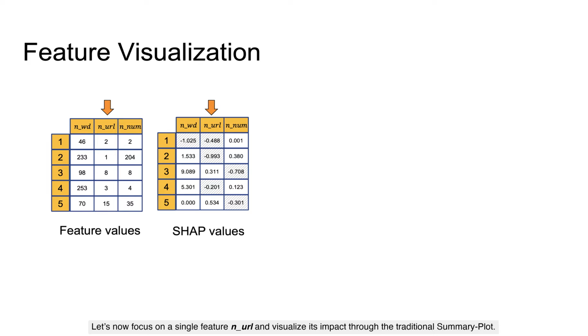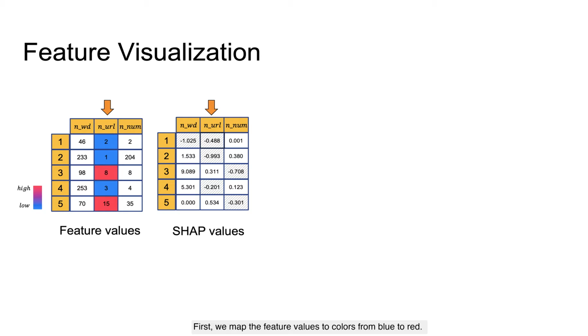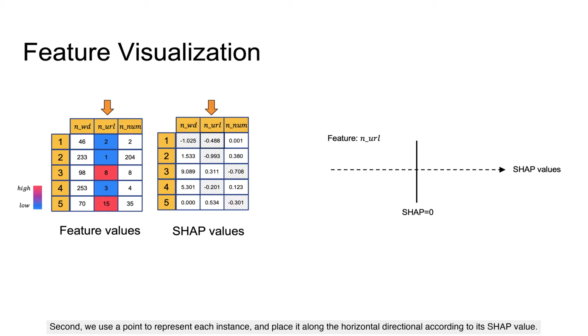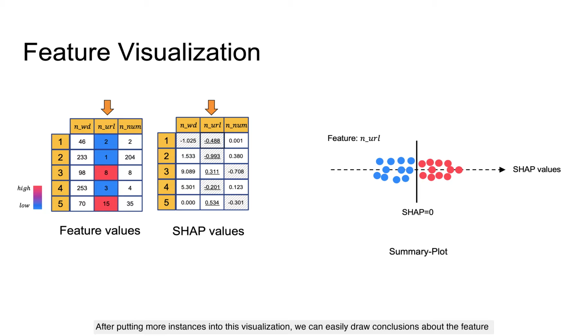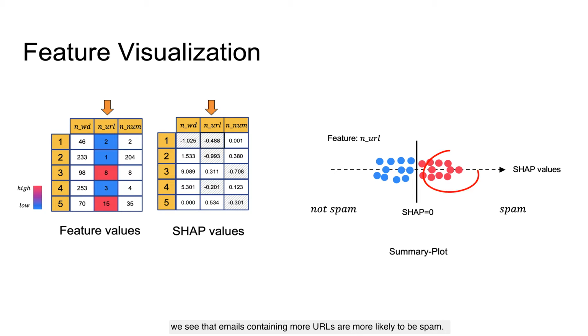Let's now focus on a single feature, the number of URLs, and visualize its impact through the traditional summary plot. First, we map the feature values to colors from blue to red. Second, we use a point to represent each instance and place it along the horizontal direction according to its SHAP value. After putting more instances into this visualization, we can easily draw conclusions about the feature from the instances' collective behaviors. For example, in the current case, we see the emails containing more URLs are more likely to be spam, because red points with larger N_URL values have larger positive contributions to the spam probability.